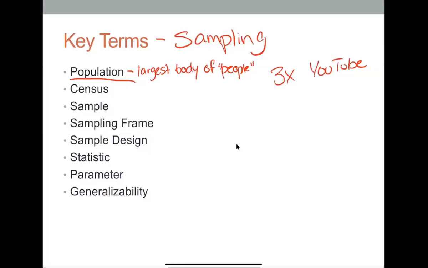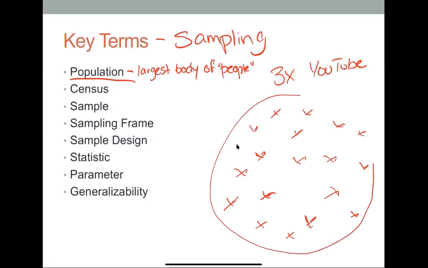But the idea is that if we have every single one of these X's being everybody in the state of California, every person in the county of Los Angeles, every patient in a hospital, whatever it happens to be, this big broad unit is our population.